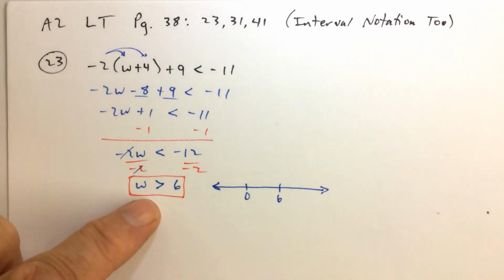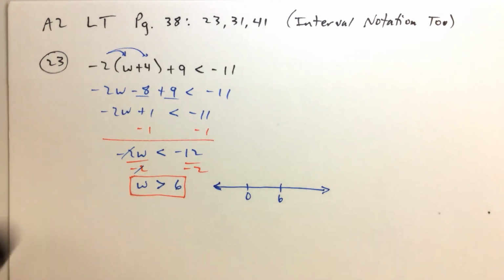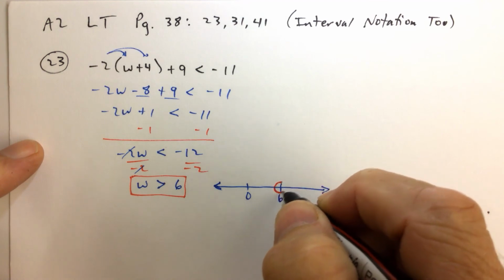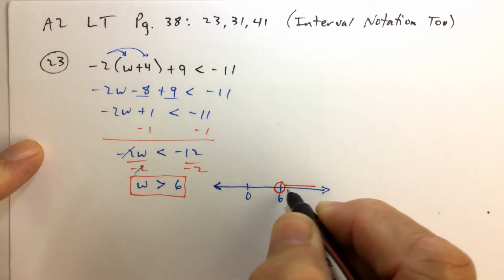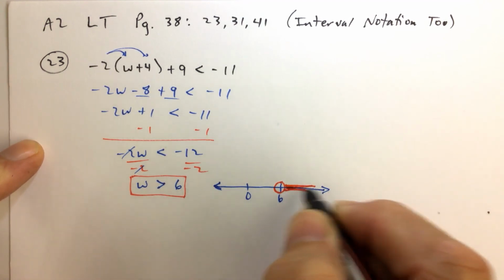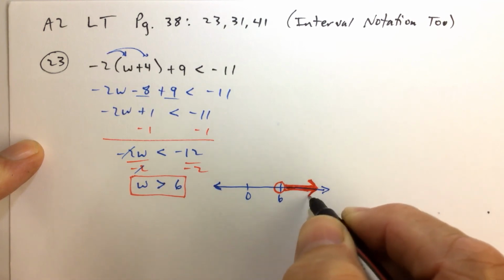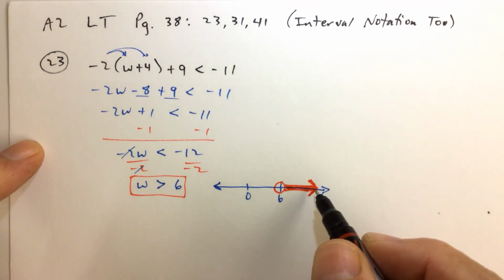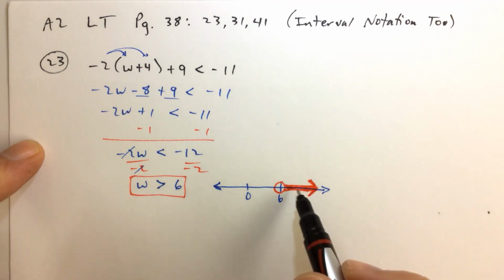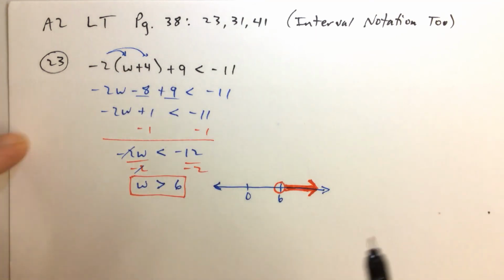Now I need to make sure I show that w is greater than 6. So w being greater than 6, I'm going to put an open circle on 6. I'm going to shade the number line to the right of 6, and that indicates all real numbers greater than 6. So all real numbers greater than 6 make this inequality true.